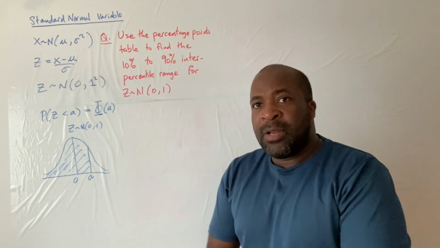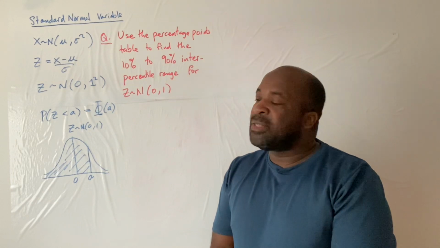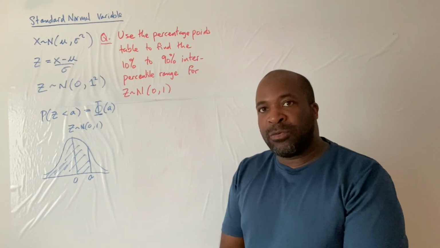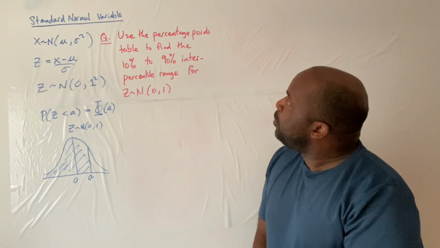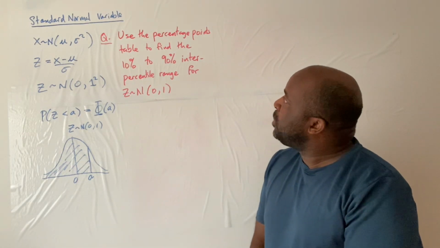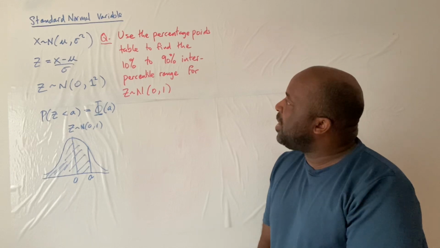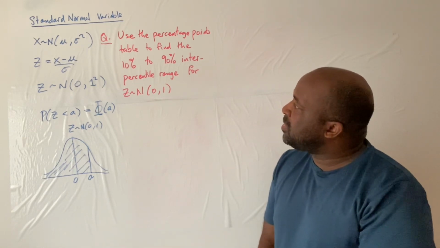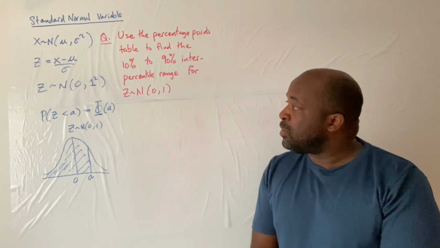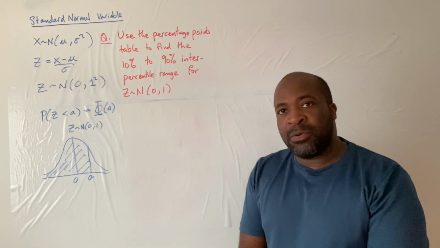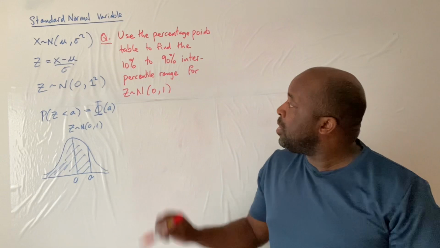Welcome to the next video on using the standard normal distribution in order to resolve normal distribution probability questions. So here we're asked to use the percentage points table to find the 10% to 90% interpercentile range for Z, for the standard normal variable with mean 0 and variance 1.